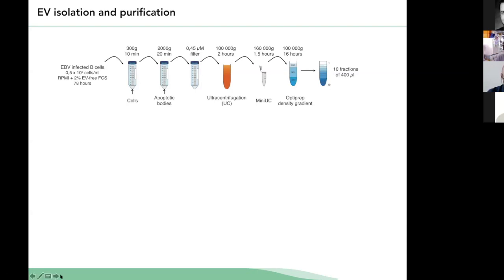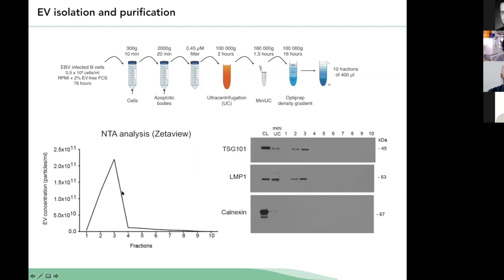To show you how it looks, we checked by NTA where the EVs were, and they were mainly in fractions 2 and 3, a little bit in fraction 4. We could also validate this finding by Western blot, as you can see, for TSG101, a human protein known to be enriched in EVs, as well as for LMP1, a viral protein also reported to be enriched. And we could see that calnexin was missing, indicating that our EVs were really pure. In the mini UC pellet, you still see a little bit of calnexin. So I think the density gradient really does improve your EV preparation, and that's what we use as standard.